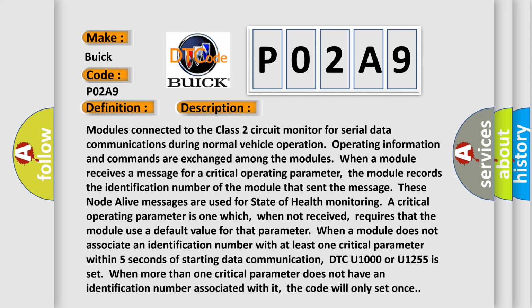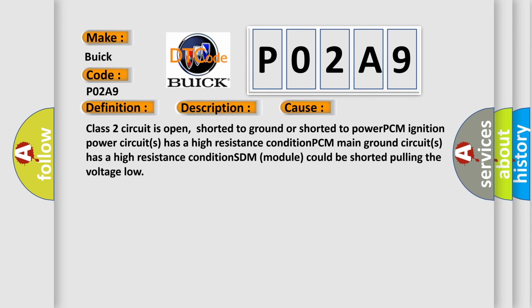When more than one critical parameter does not have an identification number associated with it, the code will only set once. This diagnostic error occurs most often in these cases. Class 2 circuit is open, shorted to ground or shorted to power. PCM ignition power circuits has a high resistance condition. PCM main ground circuits has a high resistance condition. SDM module could be shorted, pulling the voltage low.